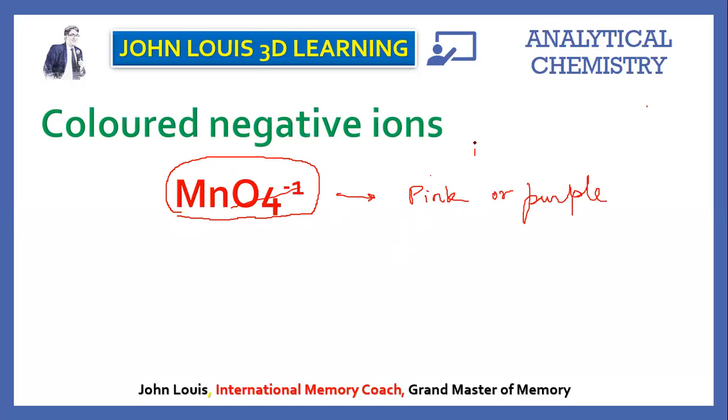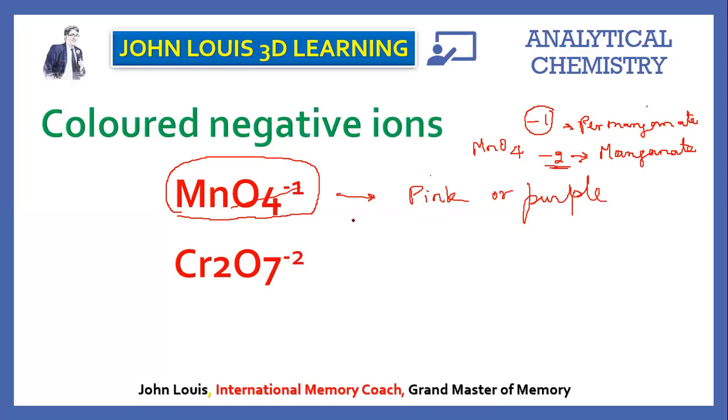MnO4 has 2 different valencies: negative ion valency 1, negative ion valency 2. When the valency is 1, it is known as permanganate. You cannot afford to forget all these things. These are like your own names now. And when the valency is 2, its name is manganate. When the valency is minus 1, that is permanganate. It is not minus 1, the valency is 1 only. Since it is a negative ion, we are calling it minus 1. So MnO4 minus 1 is pink or purple in color.